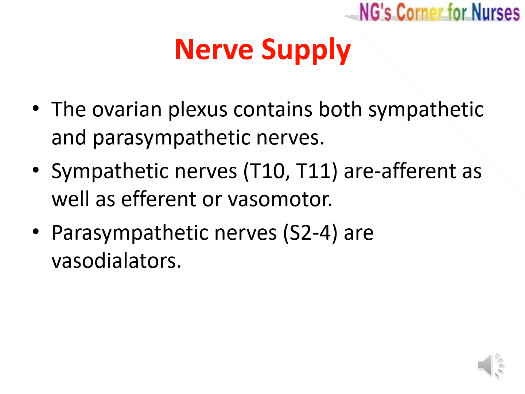Next, coming to the nerve supply. The ovarian plexus contains both sympathetic and parasympathetic nerves. The sympathetic nerves, thoracic 10 and thoracic 11, are afferent as well as efferent or vasomotor, and the parasympathetic nerves, that is sacral 2nd to sacral 4th, are vasodilators.